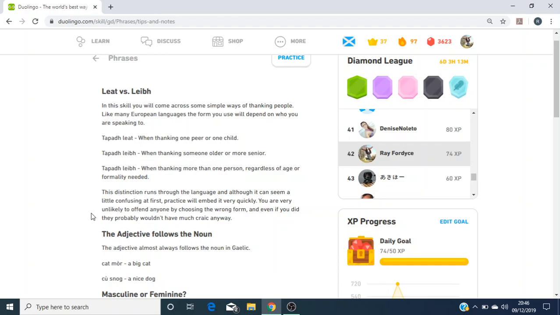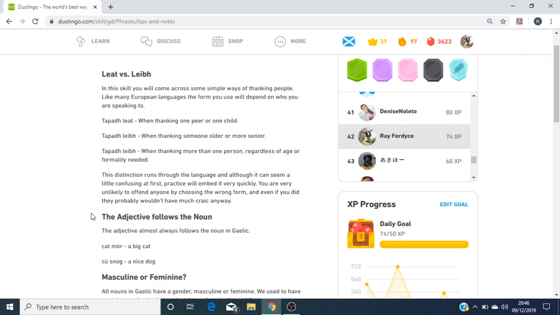Yeah, this is just basically introducing you to the fact that there are two forms of you in Gaelic, like there is in almost all European languages. In fact, I think English is probably one of the only languages that has one word for you, unless you're in some parts of Britain, where they'll say "youse", but it's not very good English to say that.